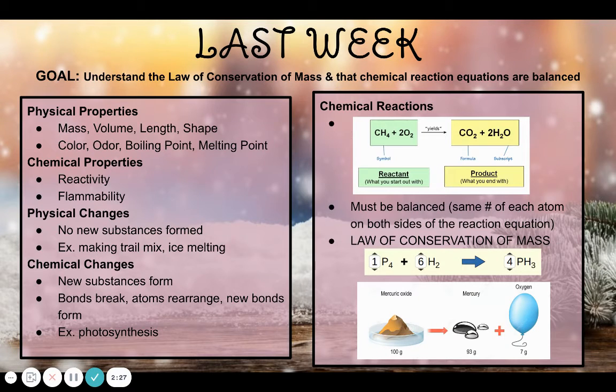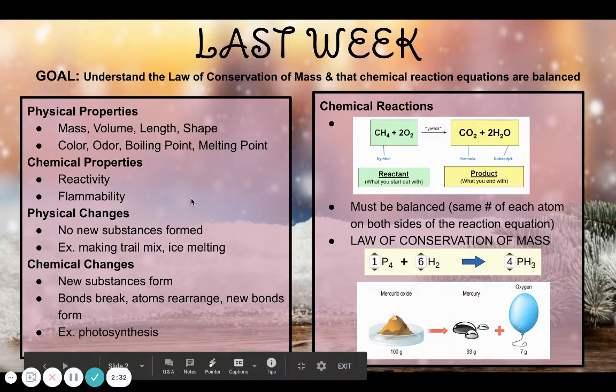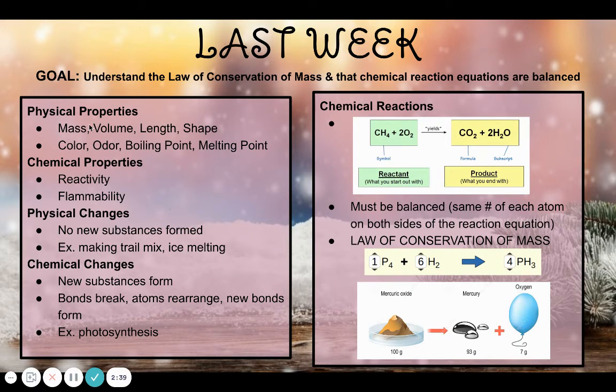So last week, if you guys recall, when we did the chemical reactions intro, these were some of the key points from that intro slideshow or the quest. We talked about physical versus chemical properties. Physical properties: mass, volume, length, boiling point, odor, color. Those are all physical properties we can use to describe something. We can also describe something using its chemical properties, and that has to do with its reactivity or its flammability.